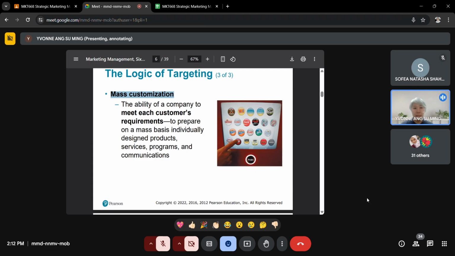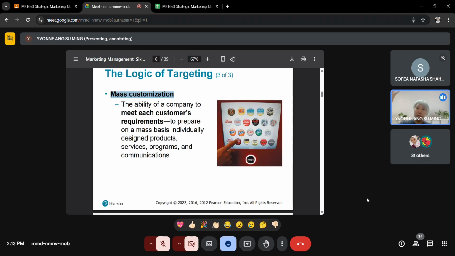So dalam mass customization, you tahu yang ada proses customization yang berlaku. Okay, so proses customization ni can be understood as the customers actually have different requirements. Okay, the customers have different requirements. However, because they have some sort of technology or some sort of software, they can actually mass customize the product to the individual needs.